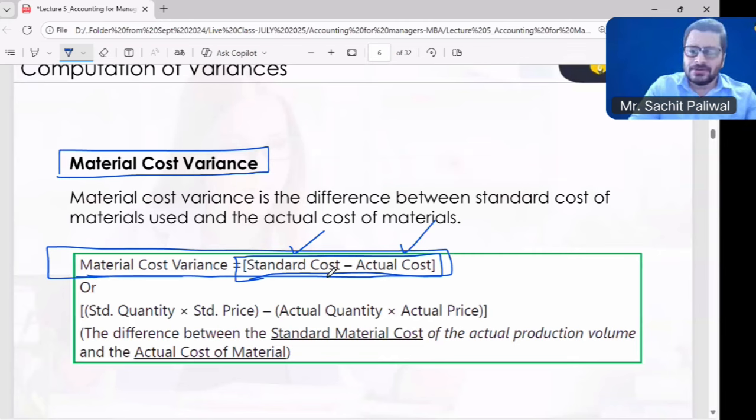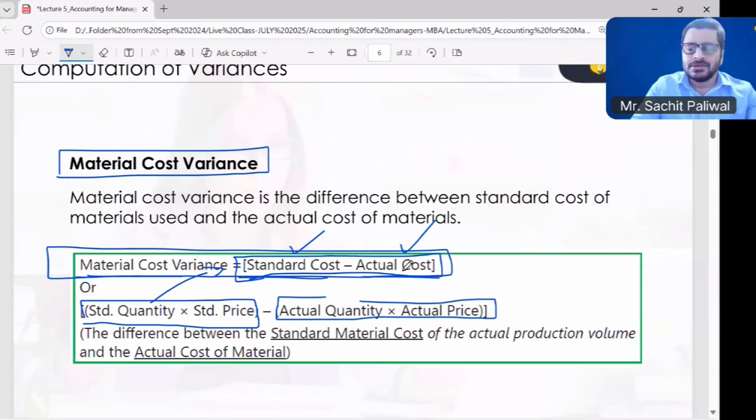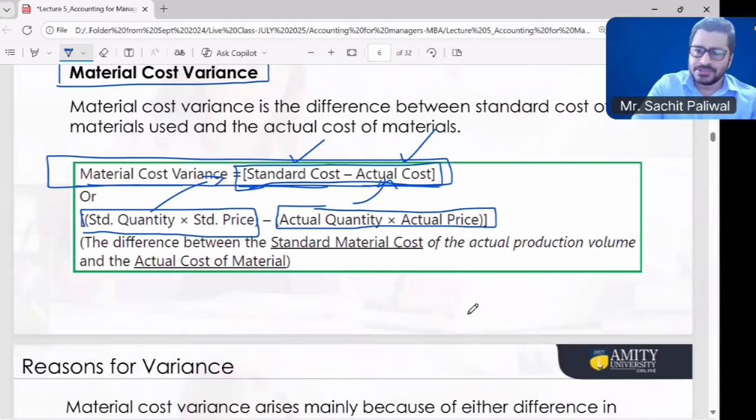But you might think, how do I get standard cost and how do I get actual cost? Standard quantity multiplied by the standard price will give you standard cost. Actual quantity multiplied by the actual price will give you actual cost. If you represent it in alphabets, you can write SQ, SP, AQ, AP like this. The same kind of formula is also there in your textbook.